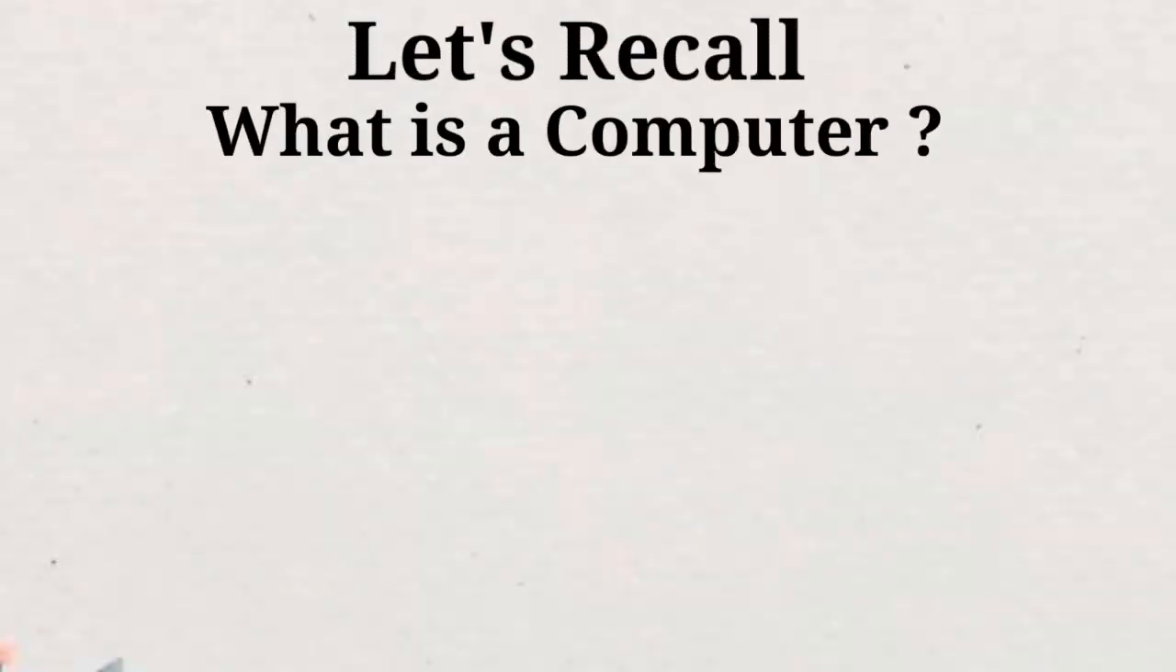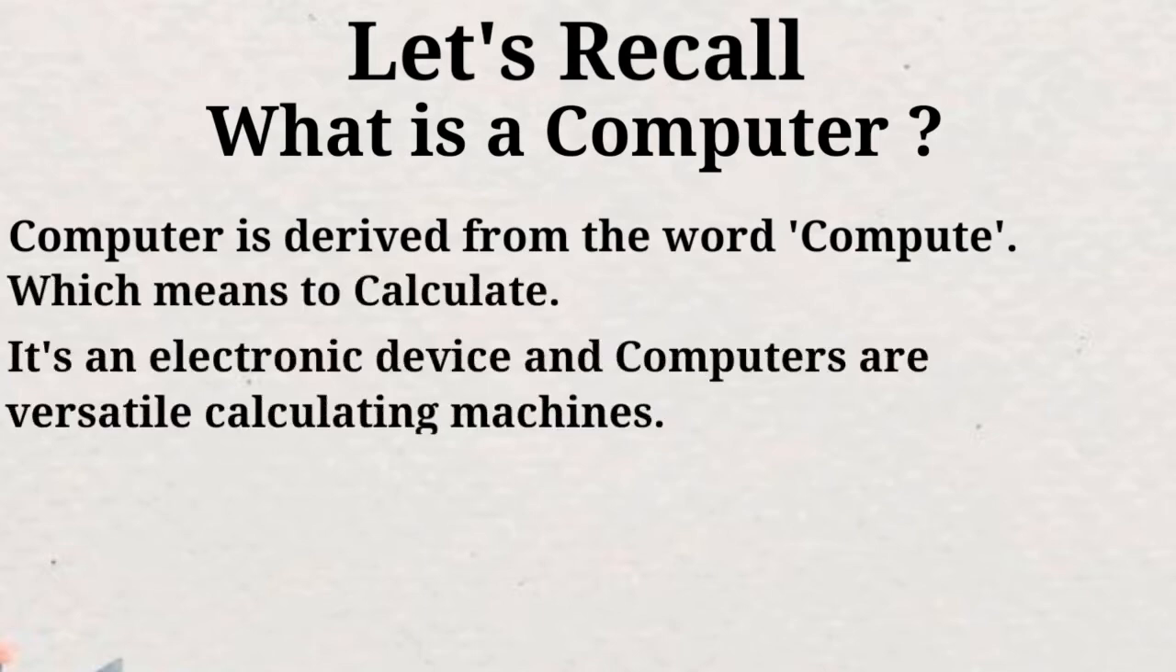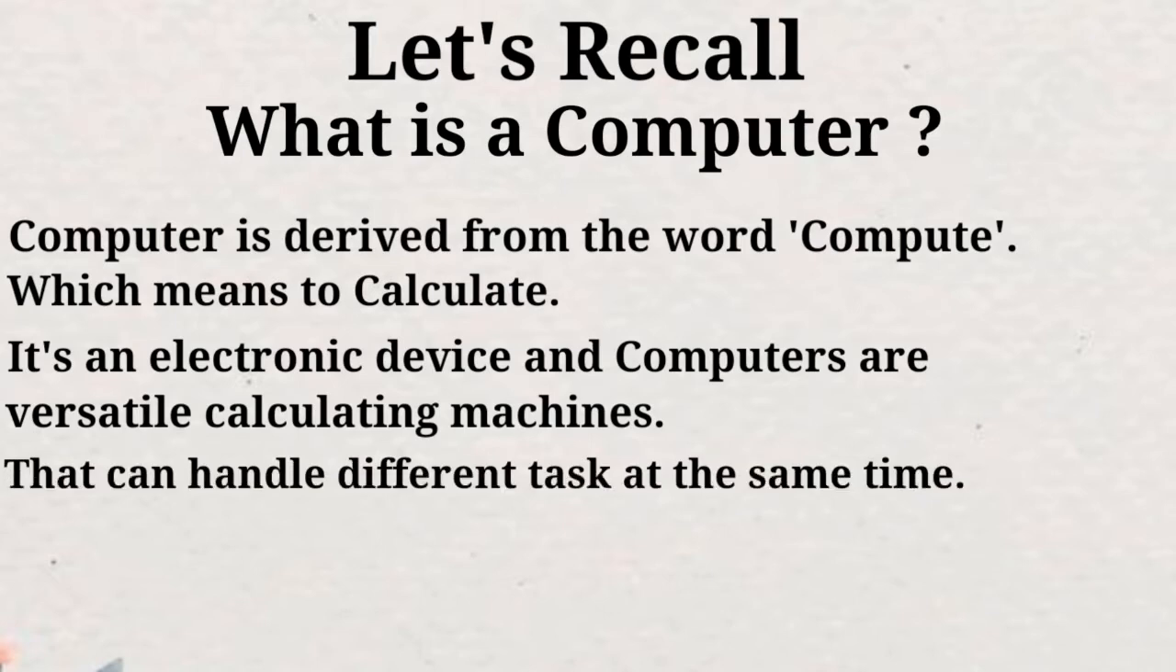Before beginning with this chapter, we need to understand what a computer is. Students, as you are all familiar with this term and have already learned it in your previous classes, we are just going to recall it once again. Computer is derived from the word compute, which means to calculate. It is an electronic device, and computers are versatile calculating machines that can handle different tasks at the same time.